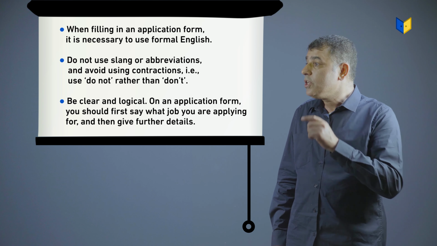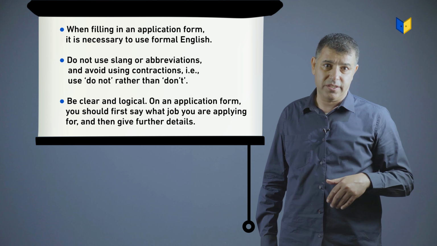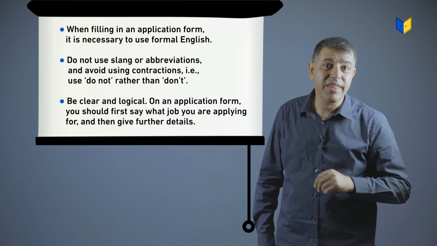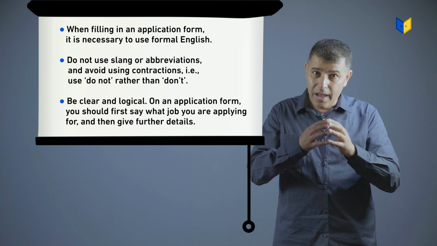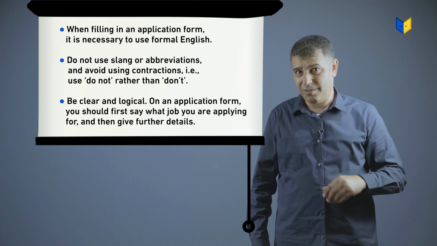Second tip. Don't use slang or abbreviations and avoid using contractions, i.e. use do not rather than don't. شوفوا استخدم do not أحسن من ما تستخدم don't. أو حتى ما بصير تستخدم don't. ديروا بالكم.